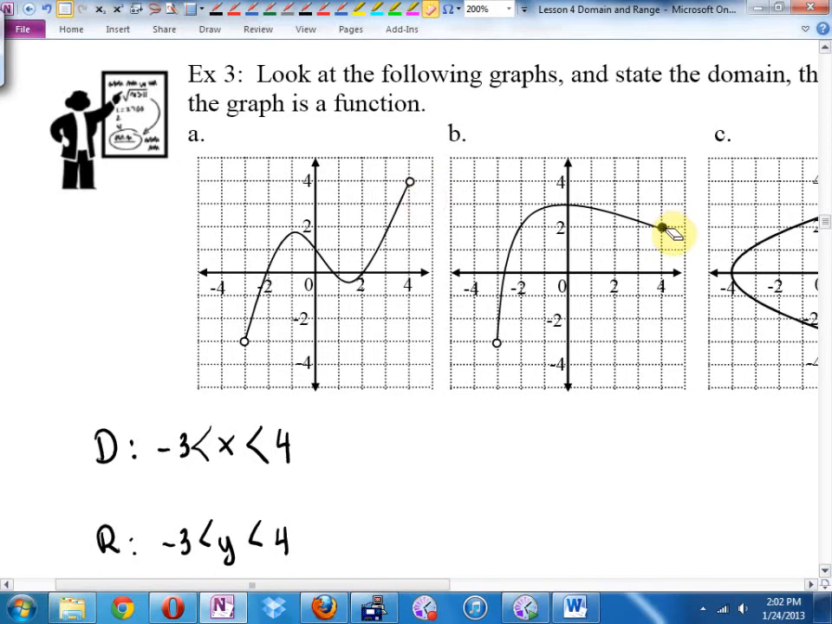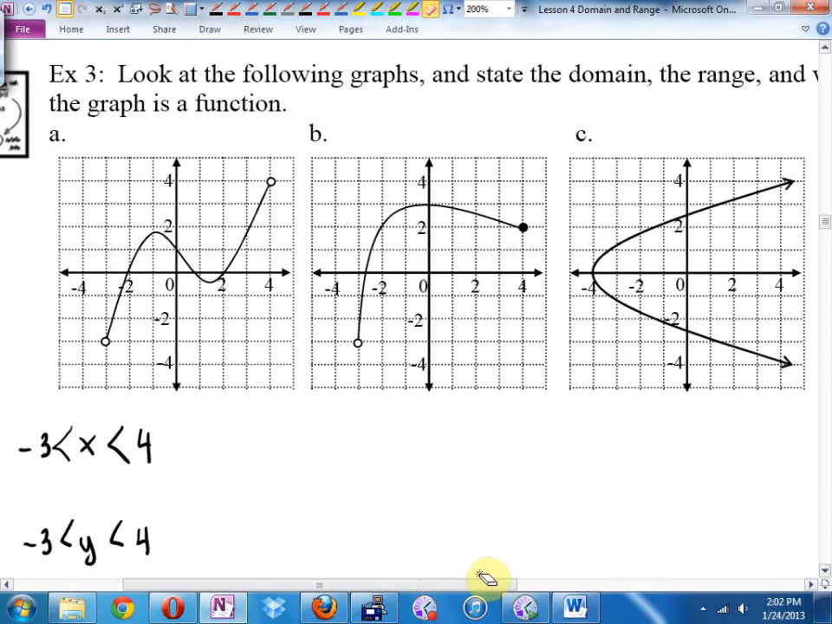Well, I'll color it in. So that's also going to be important. In fact, let's move on to B right now. B. Let's see if we can do the domain.